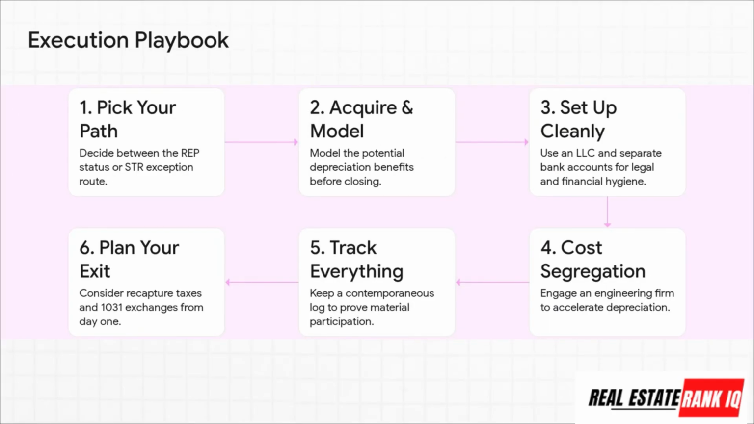So to recap, here's the playbook step by step. 1. Pick your path. Are you going for REP status or the STR exception? 2. Acquire a property, but make sure you model the potential depreciation first. 3. Set it up professionally, use an LLC, separate bank accounts. 4. Execute that cost segregation study. 5. And this is non-negotiable. You have to track your time and participation religiously. And 6. Plan your exit strategy from day one, because you need to know how to handle recapture and a potential 1031 exchange down the road.